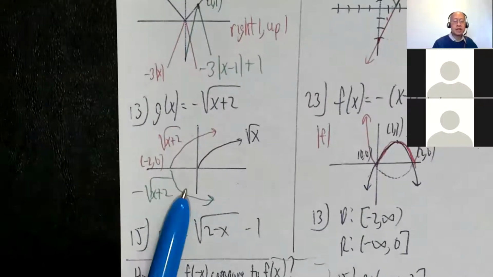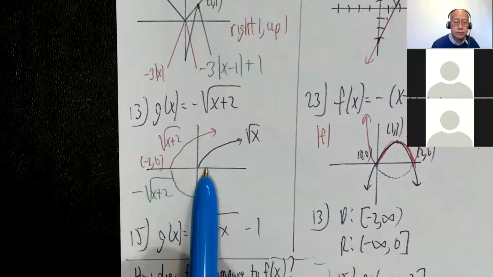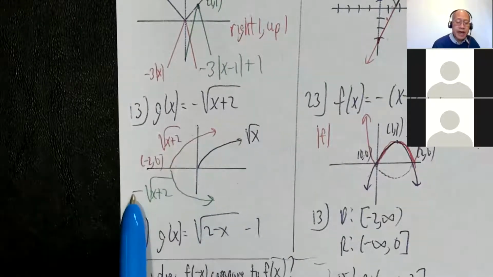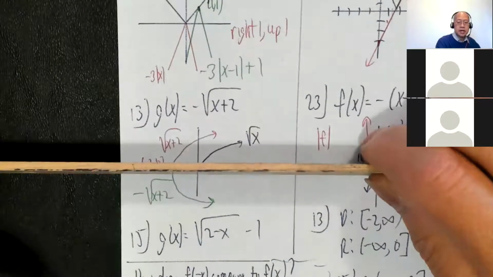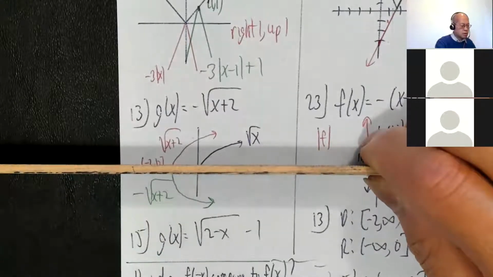You should be able to show me this kind of progression. Okay. Original square root, square root of x plus 2, move to the left, put a negative in front of the whole thing, brings it down. It reflects across the x-axis. So here is negative square root of x plus 2.